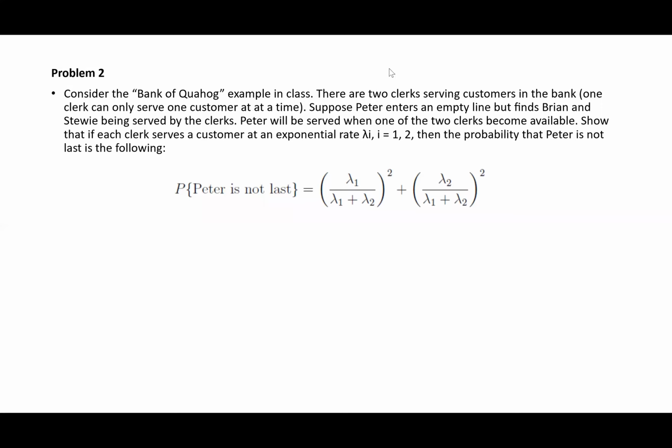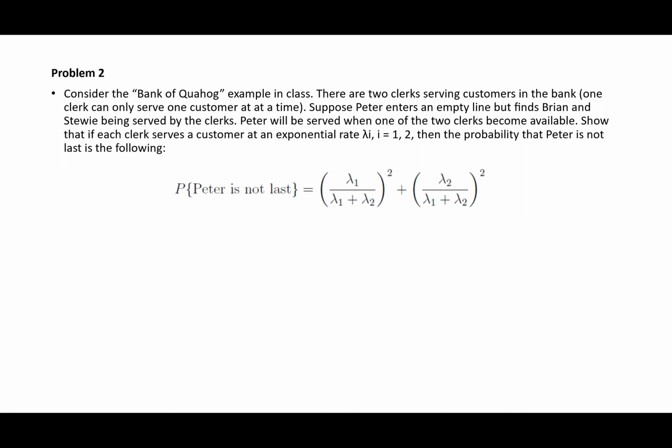Problem number 2. Consider the bank of clerks example that we did in class. There are 2 clerks serving customers in a bank. One clerk can only serve 1 customer at a time. Suppose Peter enters an empty line but finds Brian and Stewie being served by the clerks. Peter will be served when one of the 2 clerks becomes available. Show that if each clerk serves a customer at an exponential rate lambda i, then the probability that Peter is not last is the following expression.